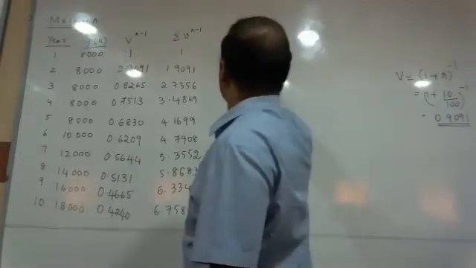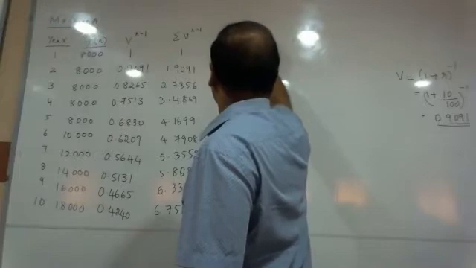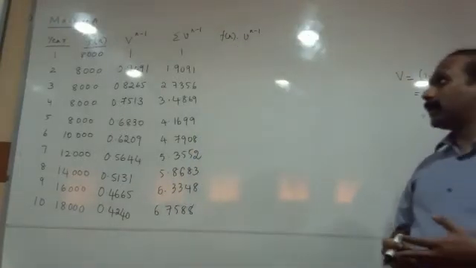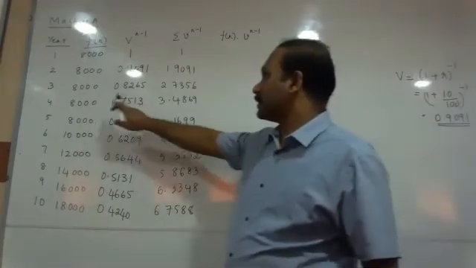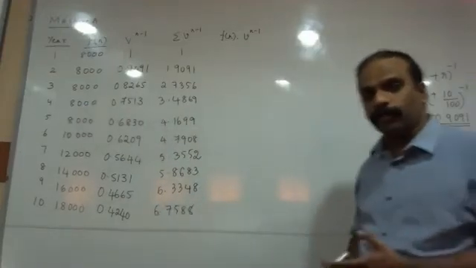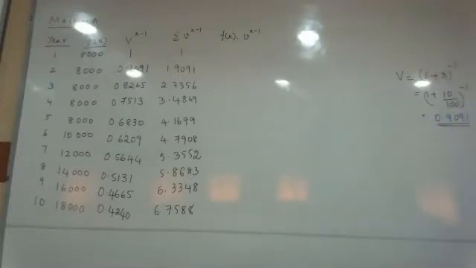Once this is done, the next thing we are supposed to calculate is f of n into V to the power of n minus 1. That is, the running cost has to be multiplied with the present value of money. That is, the second column has to be multiplied with the third column. So can you please multiply and keep it ready now? F of n into V to the power of n minus 1.